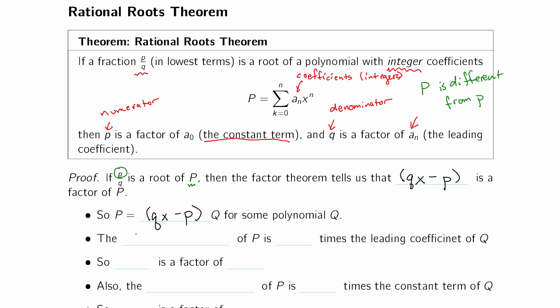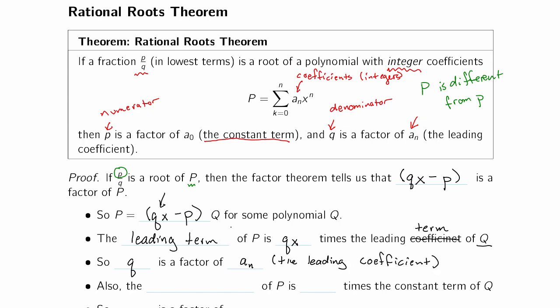Now we want to think back to what we know about multiplying polynomials. To get the leading term of P, we multiply qx, the leading term of this factor, by the leading coefficient of Q, the other factor. But when we multiply the terms, we also multiply the coefficients. So q is a factor of a_n, which is the leading coefficient. We multiplied q by something to get a_n, so q is a factor of a_n. That's just what it means to be a factor.